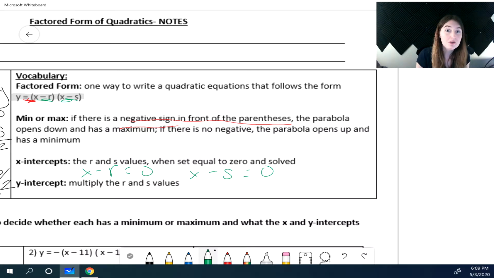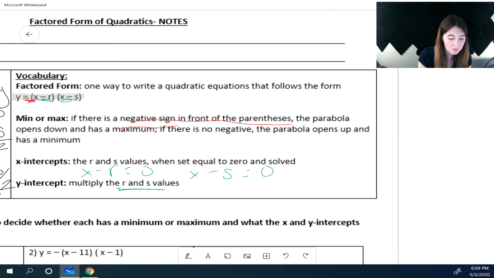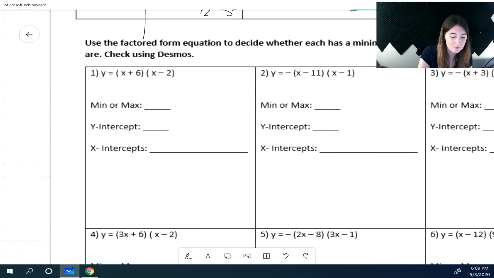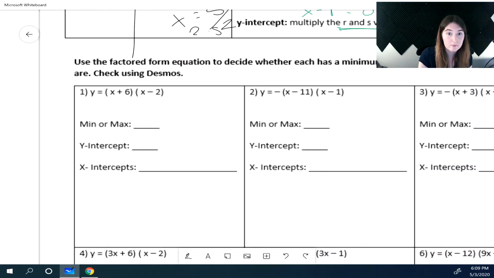Now the only really tricky one is finding our y-intercept, where we cross that y-axis. It's super easy but can be tricky: multiply our r and s values. So we would multiply r times s, but we have to look at the negative in front. If we have the negative in front, we've got to include the negative times our r and s values. Okay? So let's go ahead, let's just go through a few problems and we'll figure it out and check with Desmos.